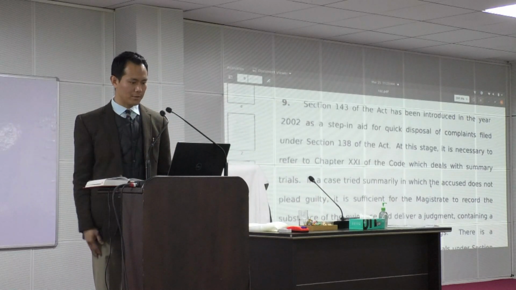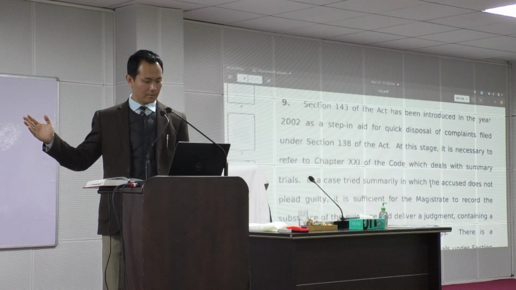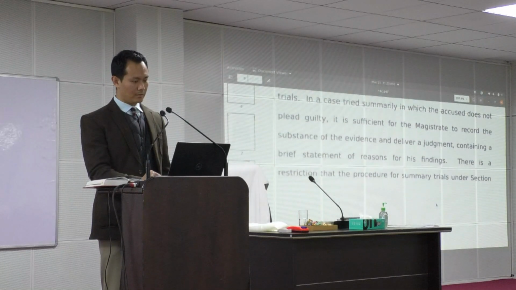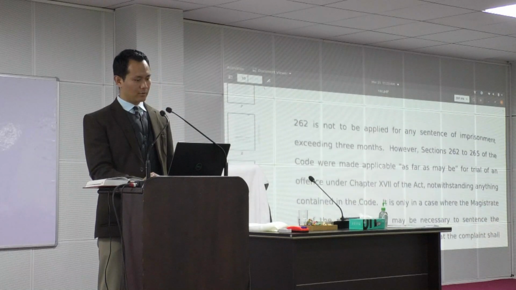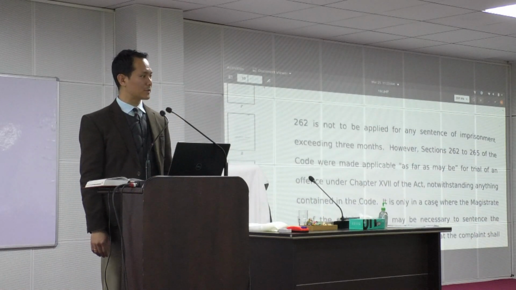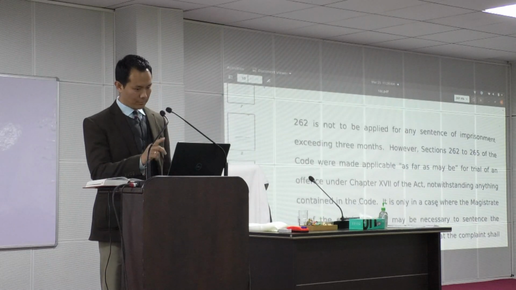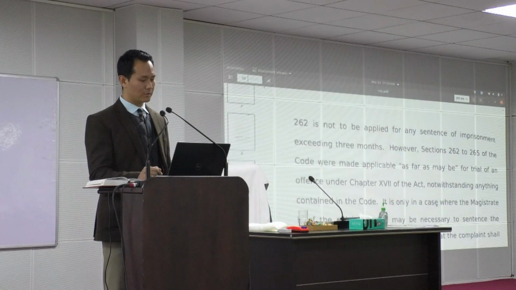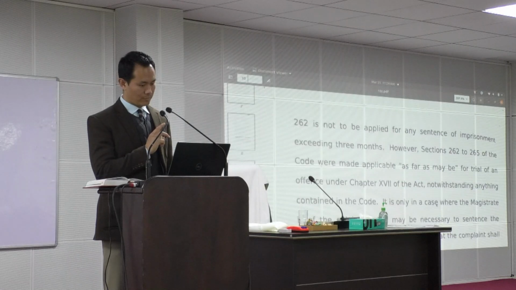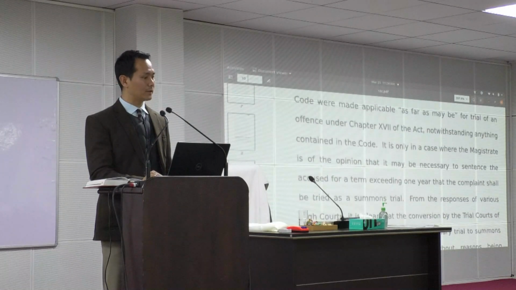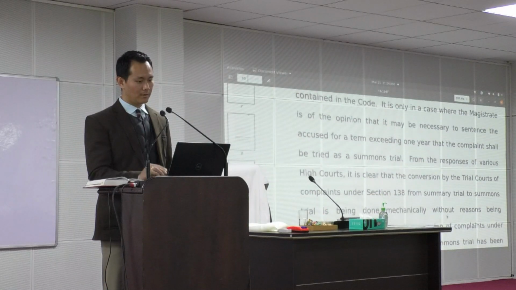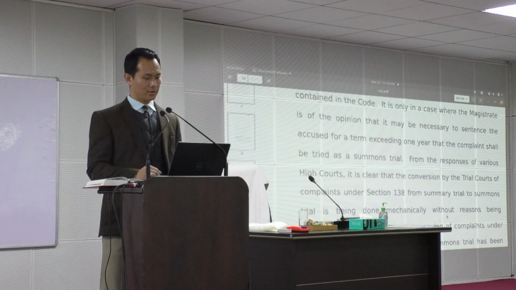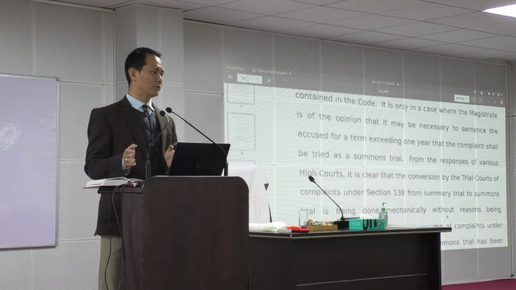This is the order of the Supreme Court itself. You can record the substance of evidence and deliver a judgment containing a brief statement of reasons for his finding. There is a restriction that the procedure for summary trials under 262 is not to be applied for any sentence of imprisonment exceeding 3 months. However, 262 to 265 of the code were made applicable as far as may be for trials of the offences under 138 of the Act, notwithstanding anything in the code. It is only in a case where the magistrate is of the opinion that it may be necessary to sentence the accused for a term exceeding 1 year, then the complaint shall be converted into a summons trial.